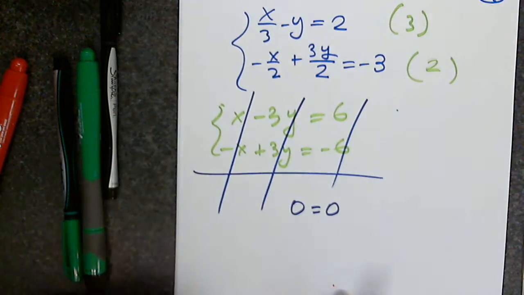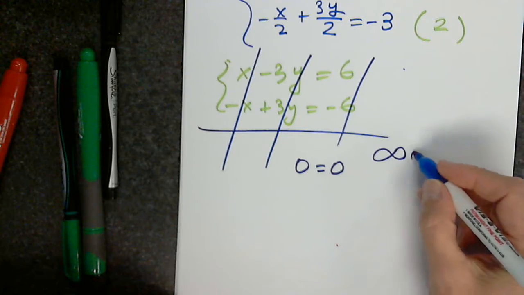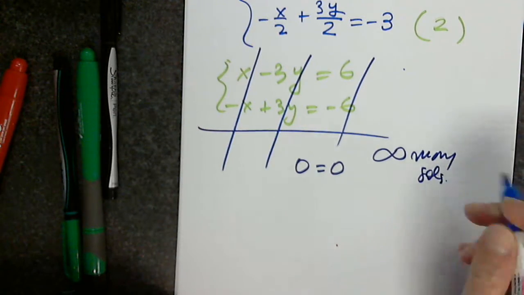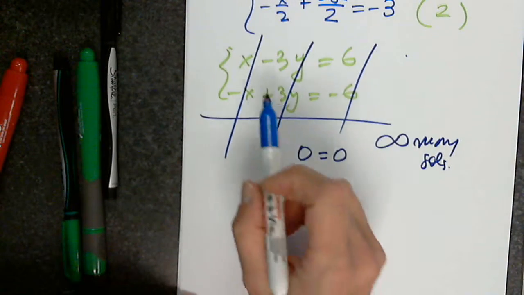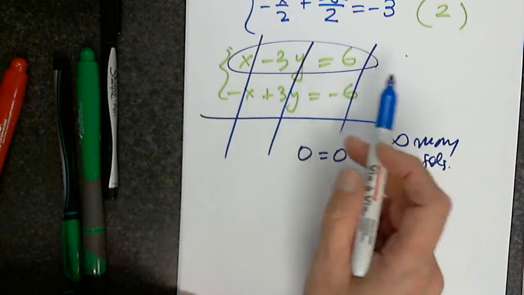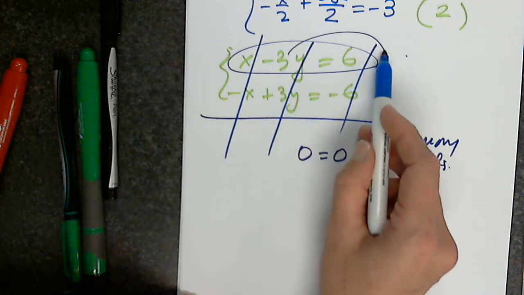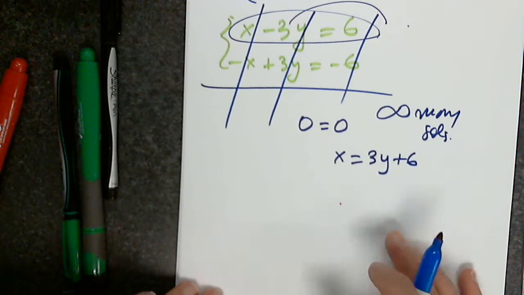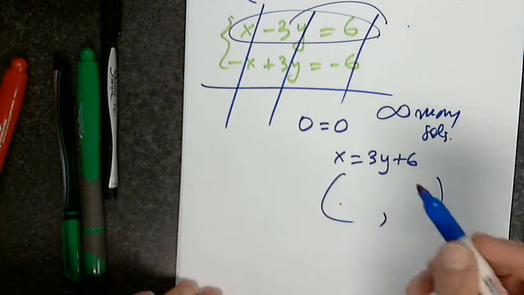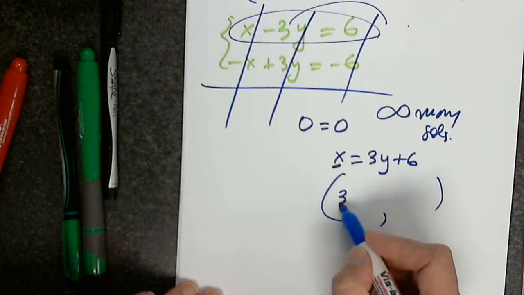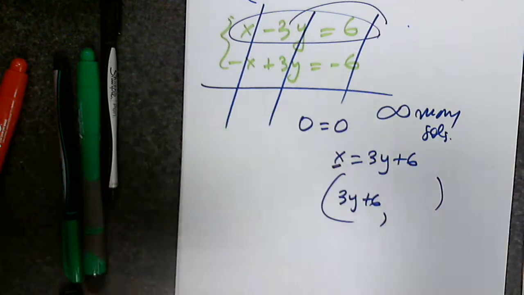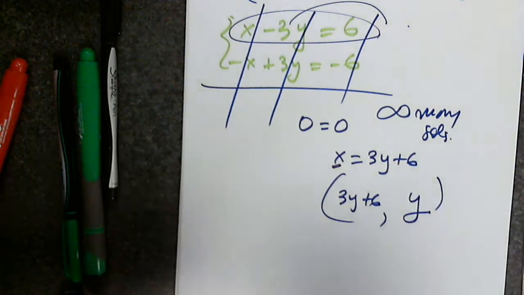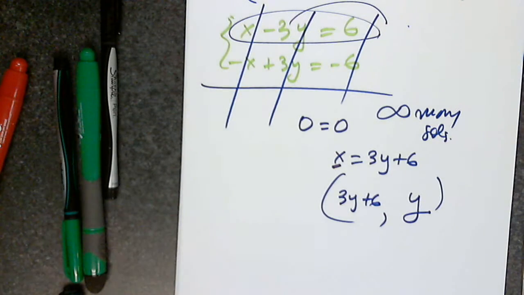The solution is normally written in the following way. You can write infinitely many solutions, and I'm fine with it, but normally we solve one of the equations for a variable, like x, and I move 3y. So x equals 3y plus 6. So now, the ordered pair is x, which is 3y plus 6, comma y. This is the elegant way of writing the solution.